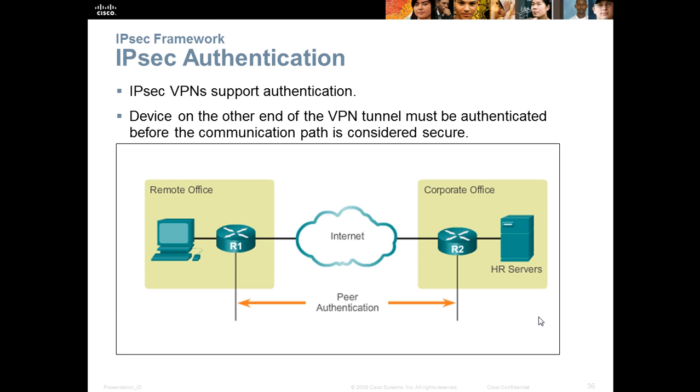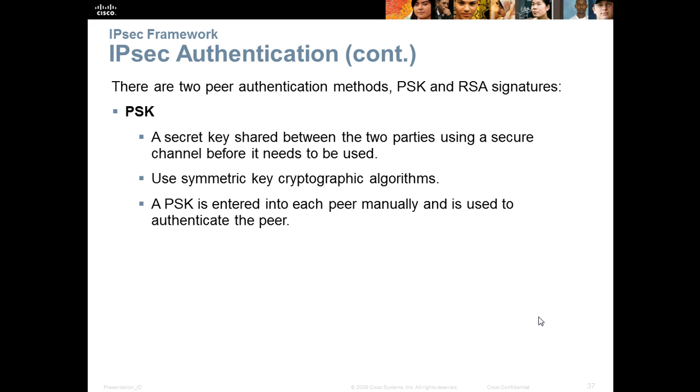IPsec authentication. IPsec VPN also supports authentication. The devices on the other end of the VPN tunnel must be authenticated before the communication path is considered secure, which is a peer authentication between a remote office and a corporate office. There are two peer authentication methods: one is a pre-shared key, PSK, and the other is RSA signatures.